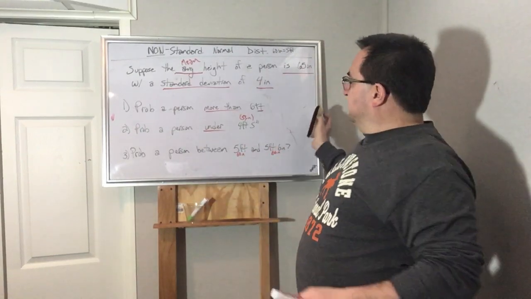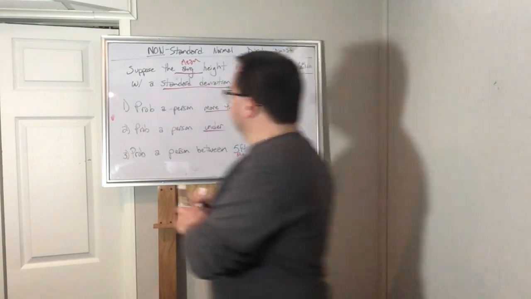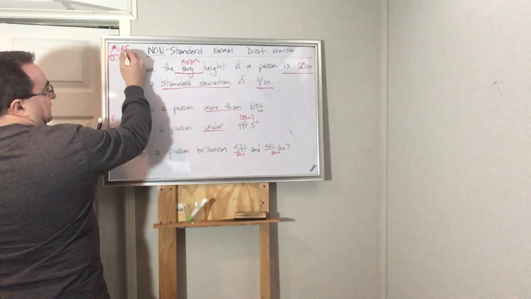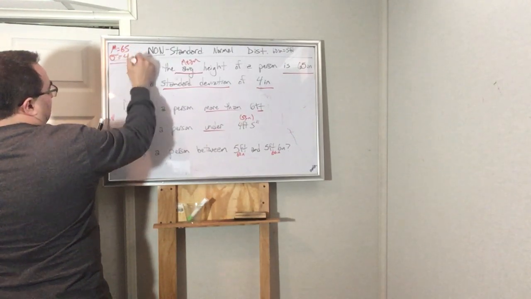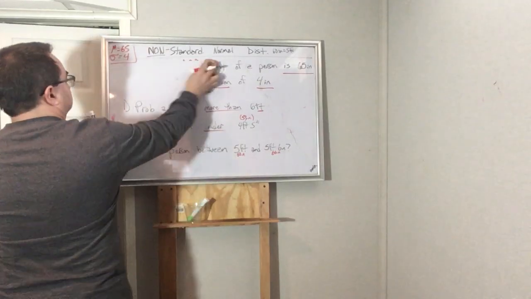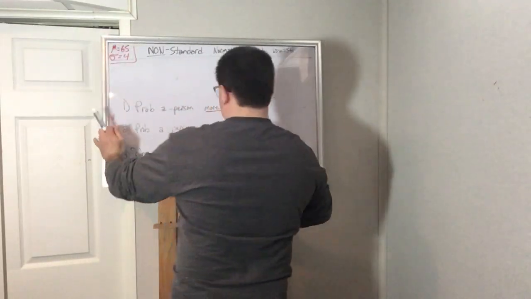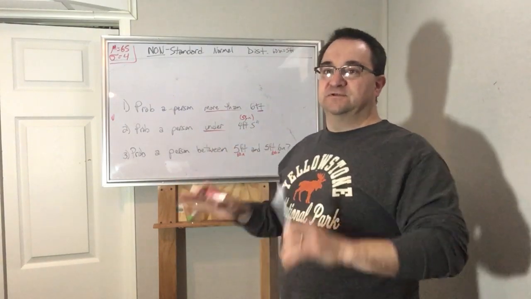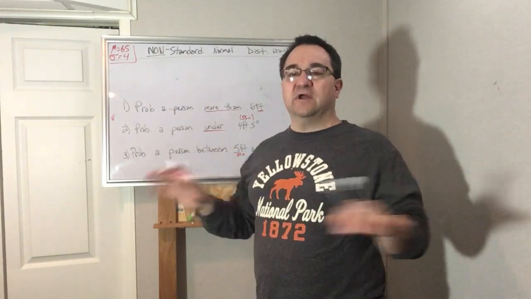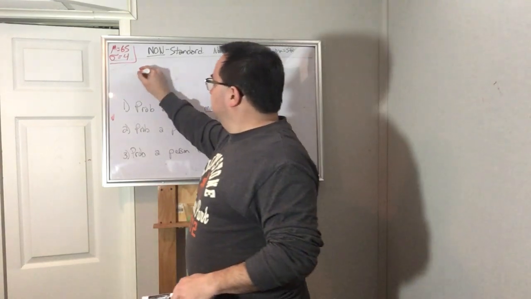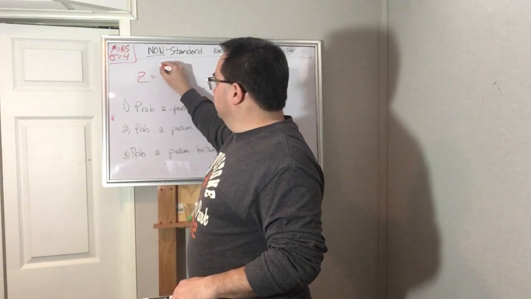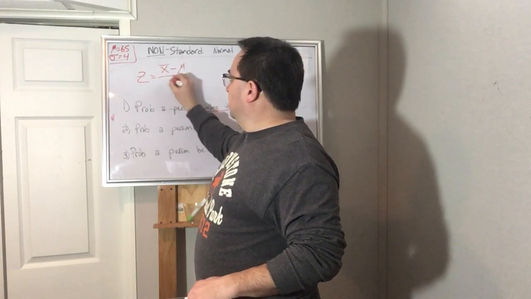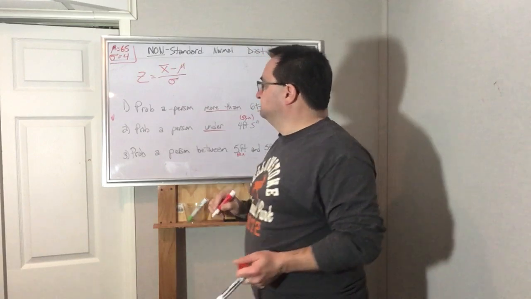So I got to erase this. I'm going to just record: mean is 65 and standard deviation sigma is 4. To convert this to a z-score, which you would only do if you're using a table, if you're using a calculator, you don't got to worry about any of this stuff. The z-score is going to be equal to x minus mu over sigma.